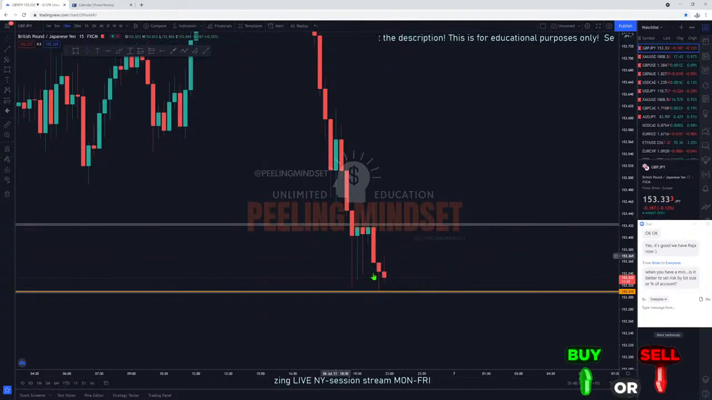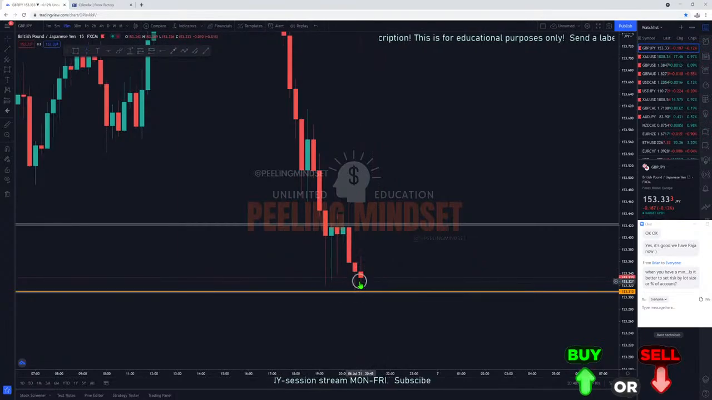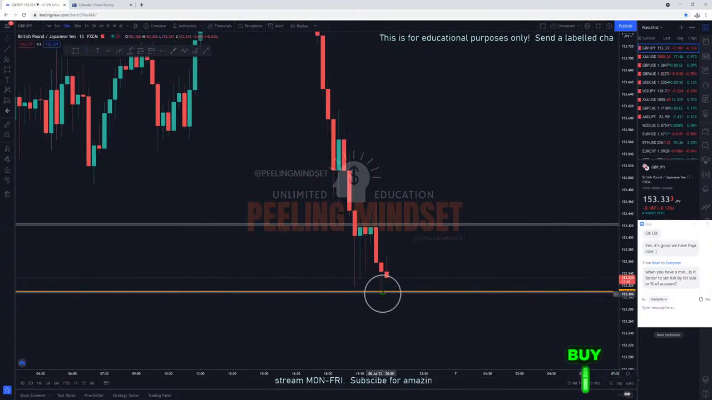For now, look at this. The current 15-minute candle is actually bearish. On the break of the previous 15-minute candle's low, it looks like it can push even lower.